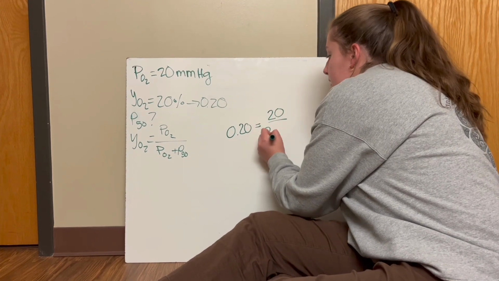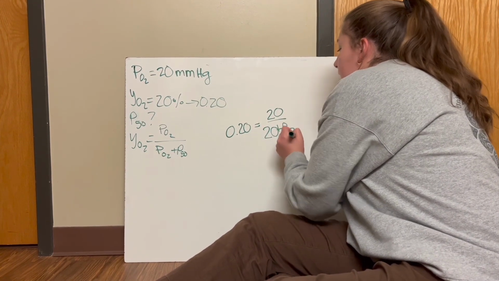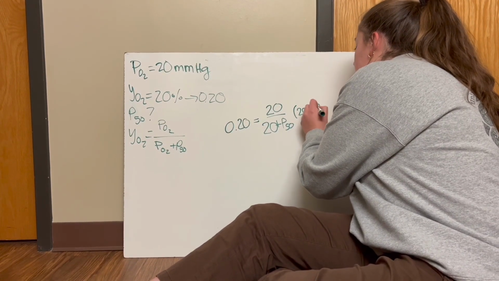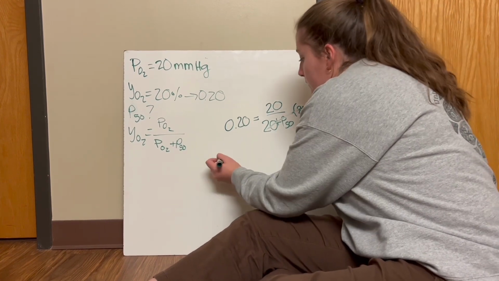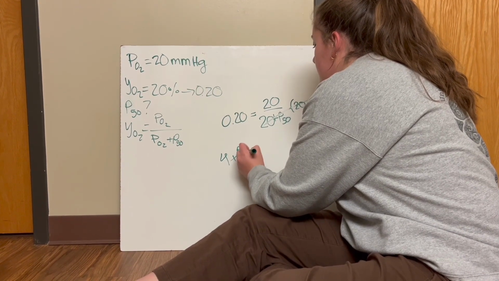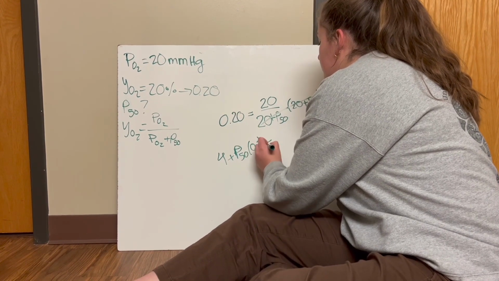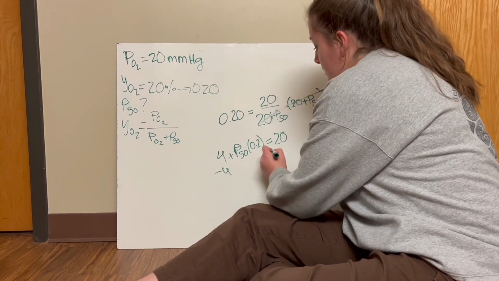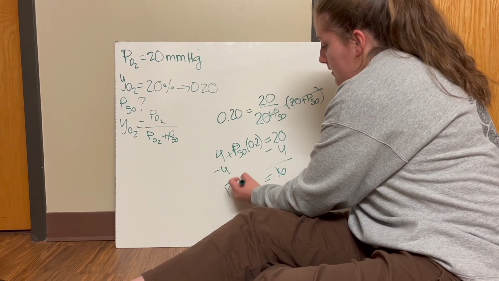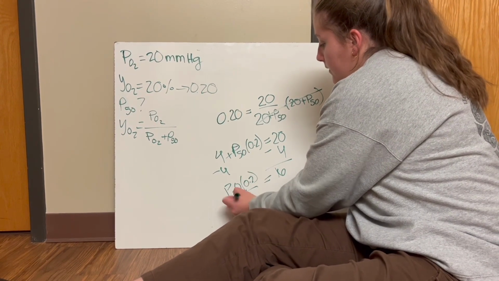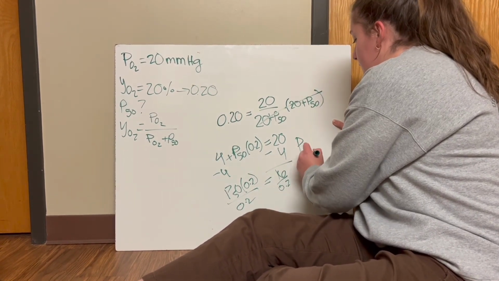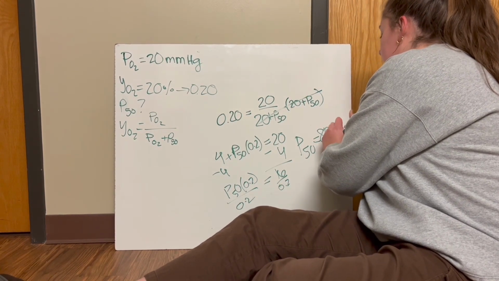So we're going to set 0.2 equals 20 over 20 plus P50, and then we are going to distribute to cancel out our numbers. So then we get 4 plus P50 times 0.2 equals 20. Then we're going to get 16, and then the P50 times 0.2, we want to separate that, so we're going to divide, and then we get P50 is equal to 80 millimeters of mercury.